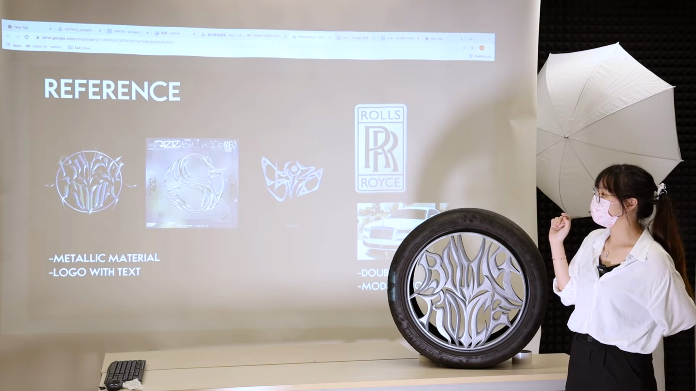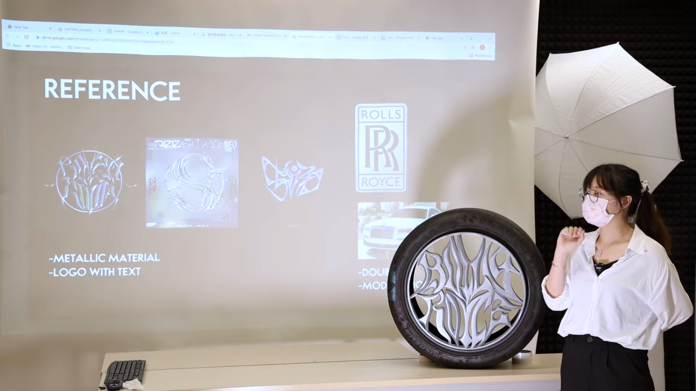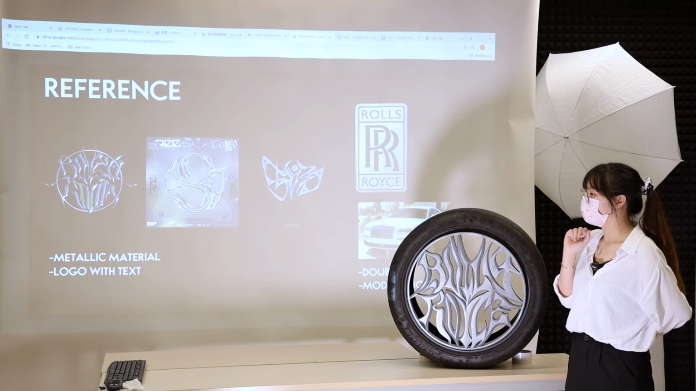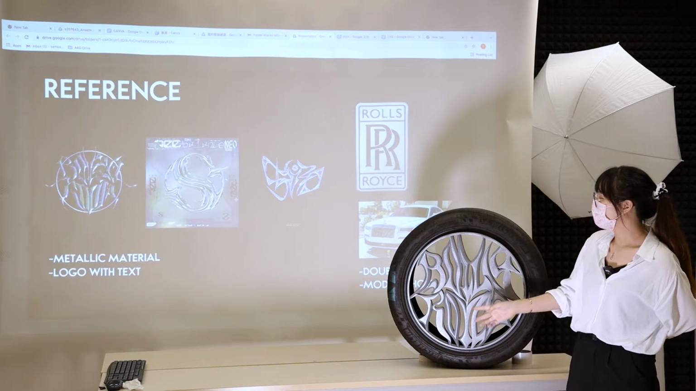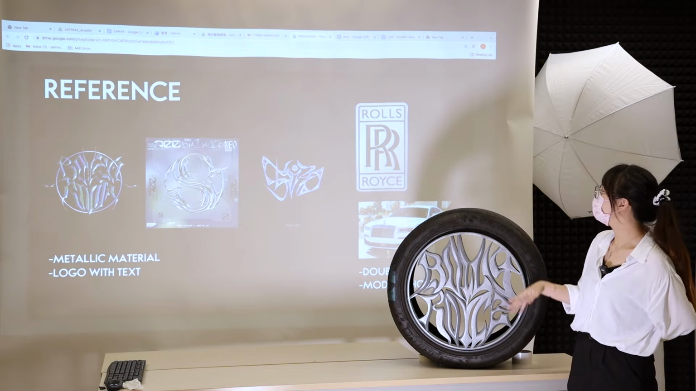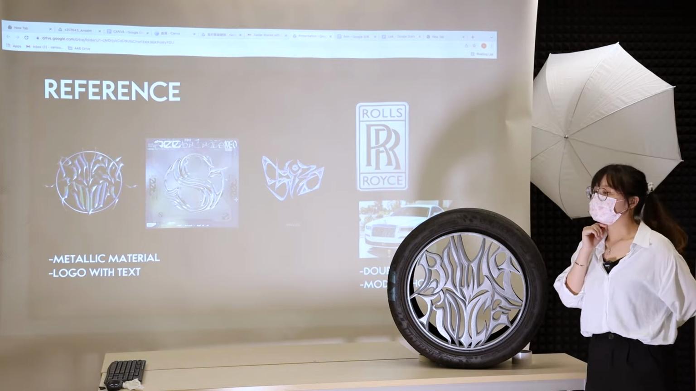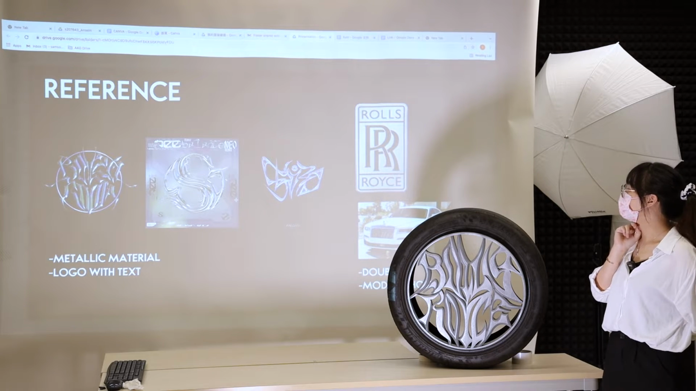I'm Elena. Today I'm going to introduce my wheel design for the car brand Rolls-Royce. On the left side are my inspirations. I would like to make it look more like a futuristic design, with the brand name on it. As you can see, it is ROYCE, and here's Royce. I designed it for the Ghost model from Rolls-Royce.